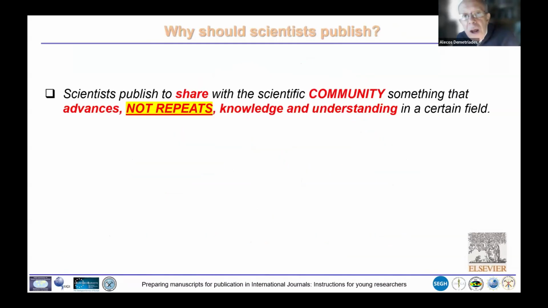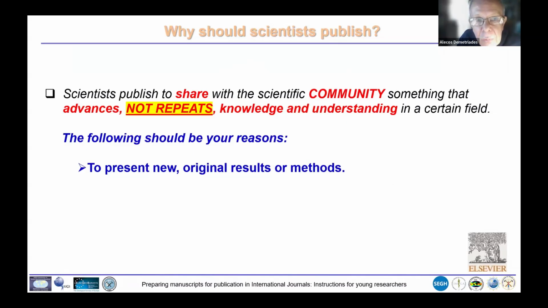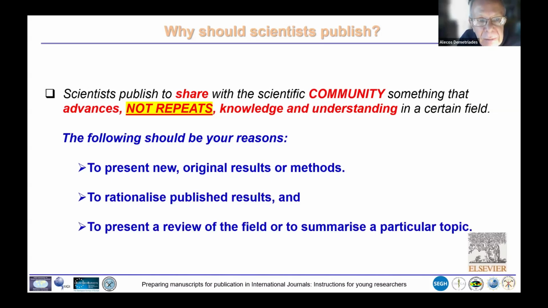Scientists publish to share with the scientific community something that advances, not repeats, knowledge and understanding in a certain field. The following should be your reasons: to present new, original results or methods, to rationalize published results, and to present a review of the field or to summarize a particular topic.